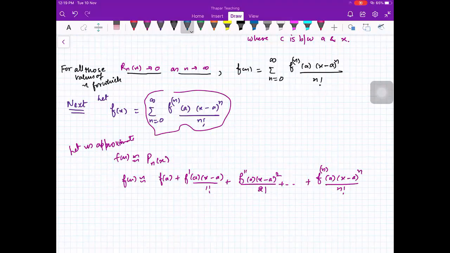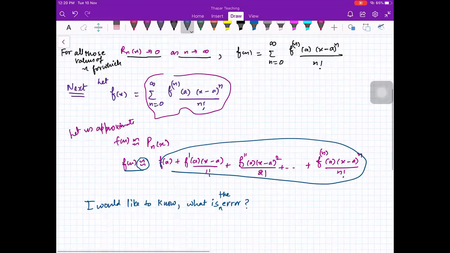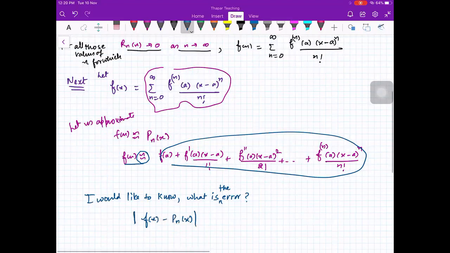So obviously this is not an equality sign. So I would like to know what is the error. If you are approximating this f of x with Pn x, so what is the error? I want to know actually mod of f of x minus Pn x, because I don't care about the sign. I just want to know what is the magnitude of the error. Is the question clear to everybody? We are going to answer this question today.